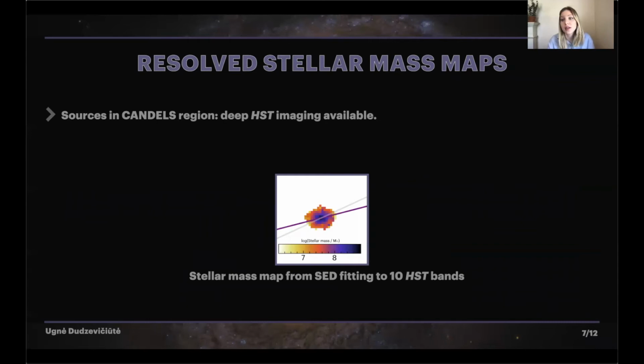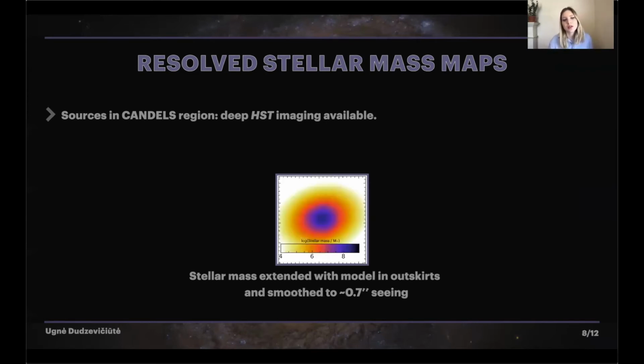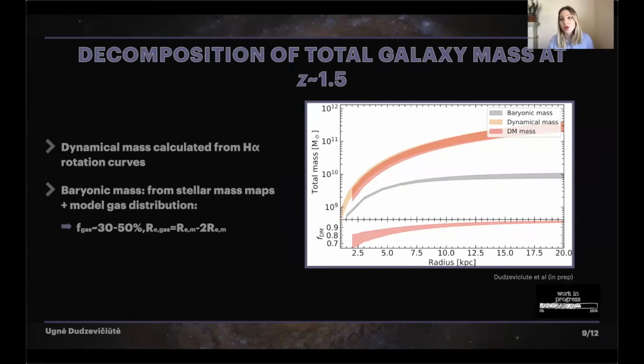Now, HST observations are taken at 0.2 arcsecond seeing, while H alpha observations using KMOS were done at around 0.7 arcsecond seeing. So to really compare these components directly, we need to smooth our stellar mass maps to the KMOS seeing. To do this, we first extend the stellar mass maps by including the best fit Sérsic model in the outskirts and then smoothing it to 0.7 arcsecond seeing. At this point, we can compare the radial profile of the visible mass to the dynamical mass that we extract from the H alpha rotation curves that have been corrected for the asymmetric drift.